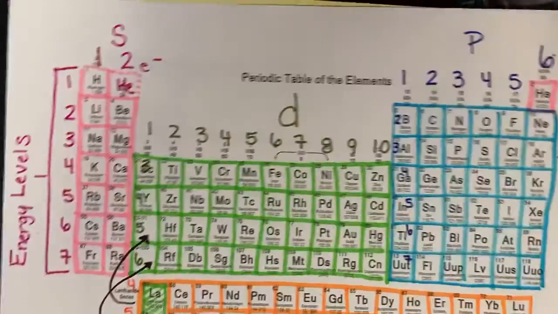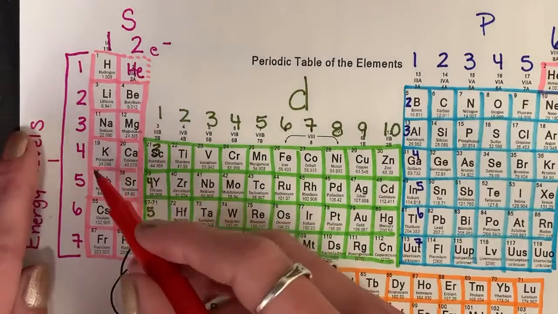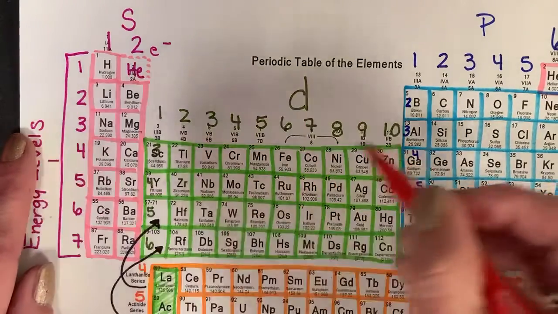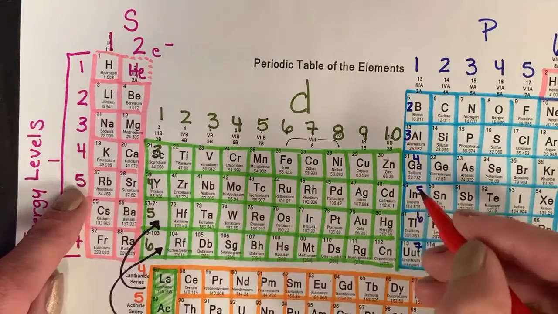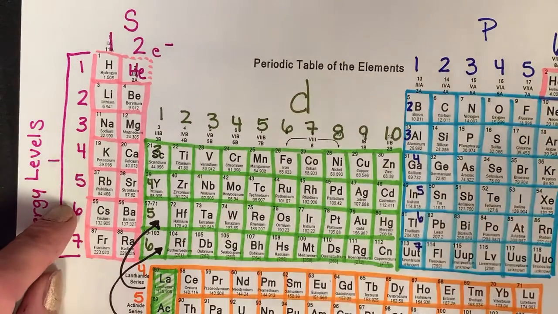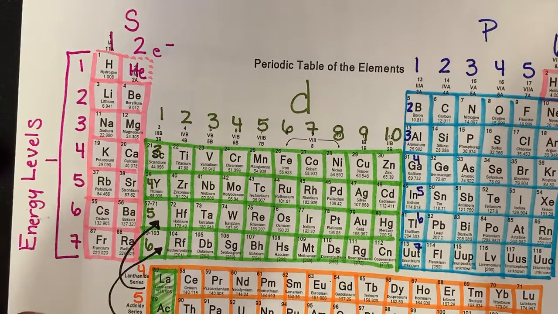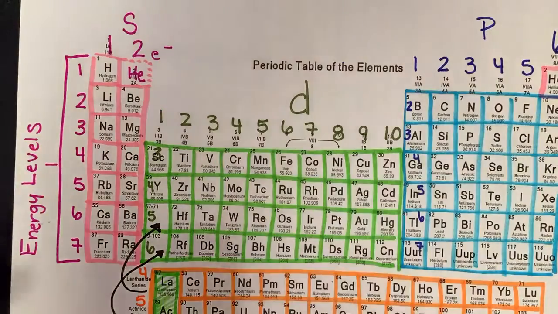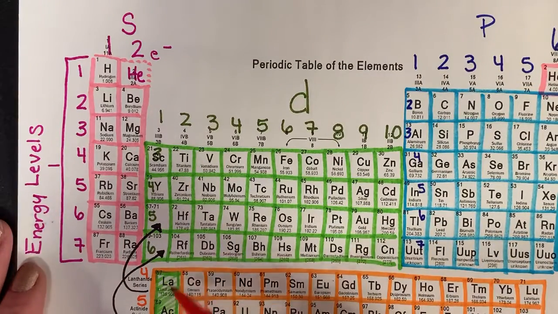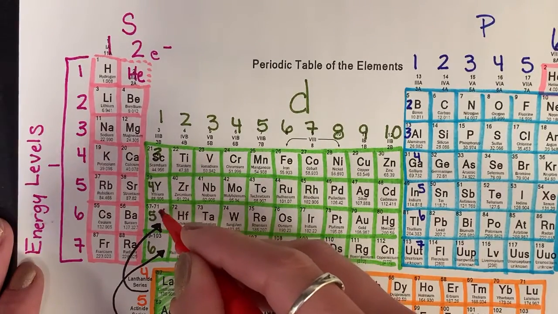Now you want to be very, very careful with your d orbitals. I go from 4 to 3 to 4, 5 to 4 to 5. The d orbitals are always going to be a little bit tricky because they'll be one number lower than the 2 that surround it, okay? F orbitals are even trickier. F orbitals fit in these boxes here.